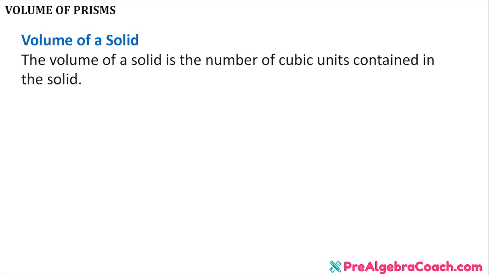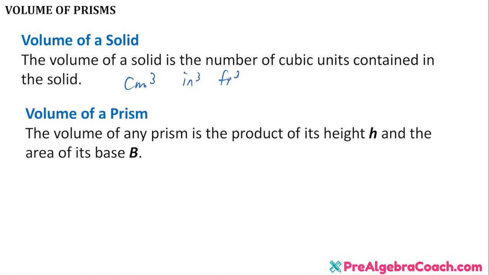How do we find volume? First thing you need to know is that all volume is labeled with cubic units, so cubic centimeters, cubic inches, cubic feet, and so on, because there's three dimensions used in finding volume. We find volume by multiplying the area of the base times the height.